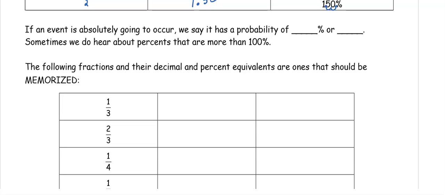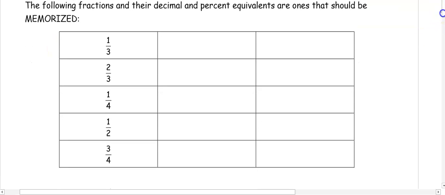When we're looking at probability, if an event is absolutely going to occur, then we're going to say it has a 100% chance, or a 1 out of 1. Sometimes we hear that percents are also more than 100. So even though we will have a calculator with us most of the time, it is helpful to recognize some of these and their decimal and percent equivalent.